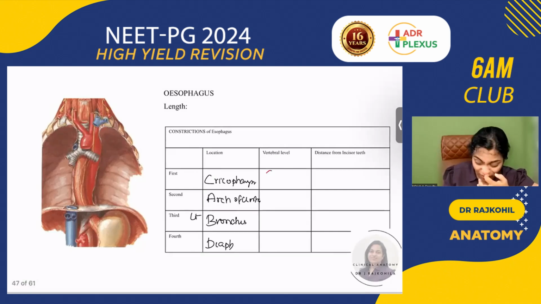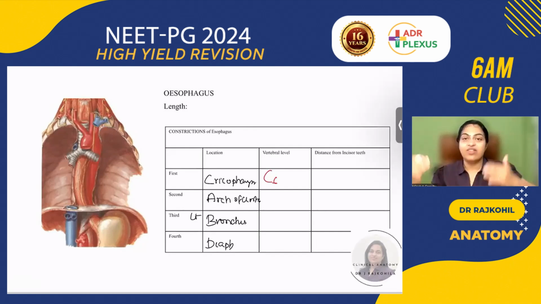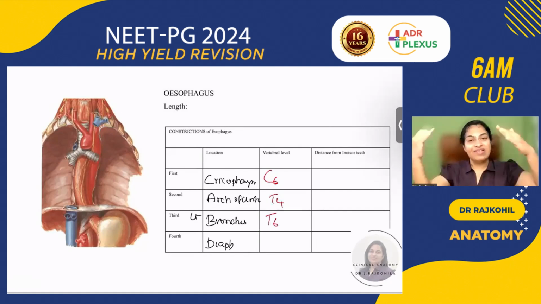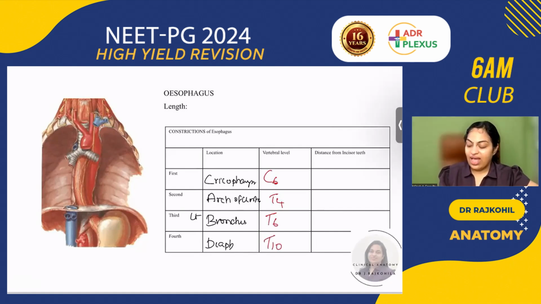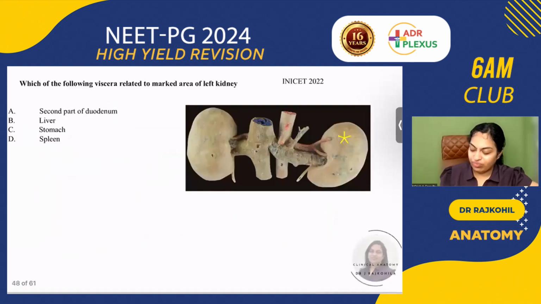Vertebral level of cricopharynx, where the pharynx becomes the esophagus and the larynx becomes the trachea, is C6. Arch of aorta, T4. Crossed by left bronchus, T6. Remember C6 and T6, they don't come nearby. Diaphragmatic opening, T10. And distance from the incisor teeth, 3 times 5: 6, 9, 11 and 15 inches, isn't it? And in centimeters, 15 centimeters, 23 or 25 centimeters, 28 centimeters, 40 centimeters. So whatever the case scenario is and the question is related to esophageal constrictions, this will be useful for you, right?